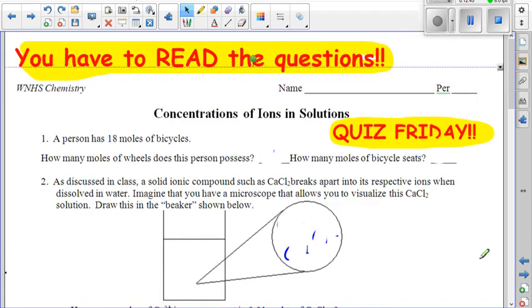Go ahead and find this in your packet. Concentrations of ions in solutions worksheet.